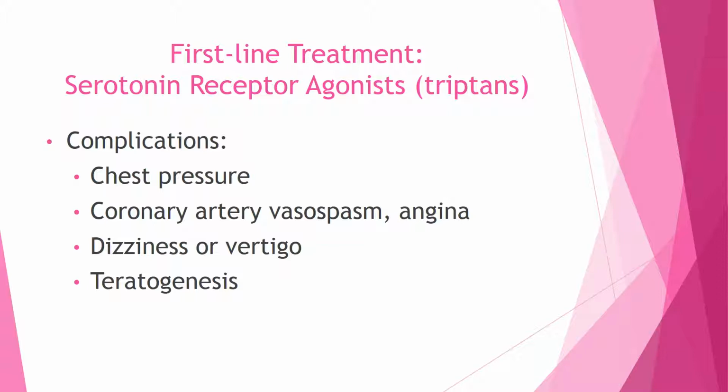Coronary artery vasospasms or angina. So people who have or are at risk of coronary artery disease should not take triptans. Dizziness or vertigo. So avoid anything that needs driving or operating machinery until they know how the medicine is going to affect them. And it is a teratogenesis. So remember, clients who are pregnant or trying to become pregnant should not use this. And use adequate contraception because this is going to be dangerous to the fetus.